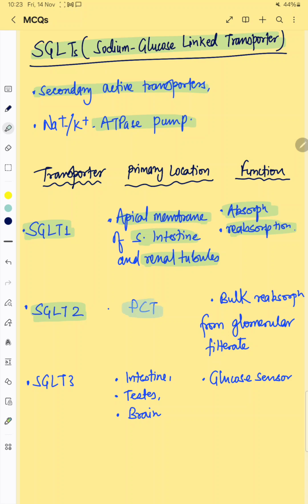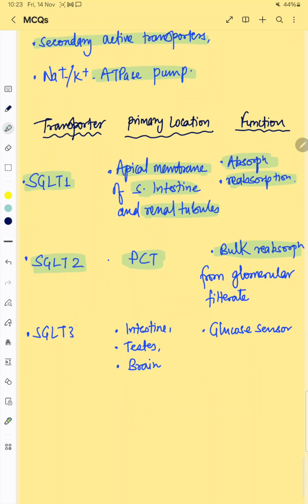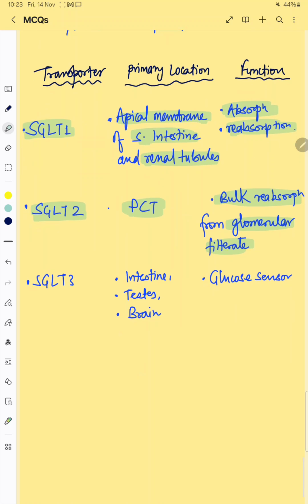SGLT2 is primarily present on the proximal convoluted tubule of the nephron of the kidney and plays an important role in bulk reabsorption of glucose from the glomerular filtrate. Some blockers of this SGLT2 transporter play an important role in the treatment of diabetes mellitus. SGLT3 is primarily present on intestine, testes and brain. This particularly acts as a glucose sensor.